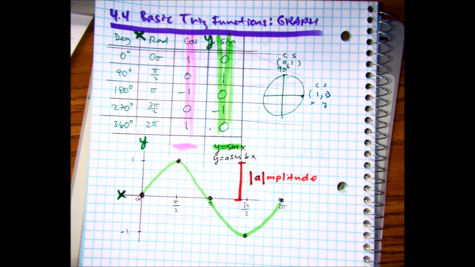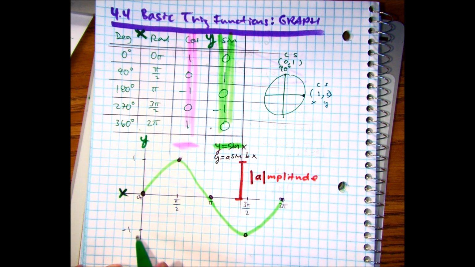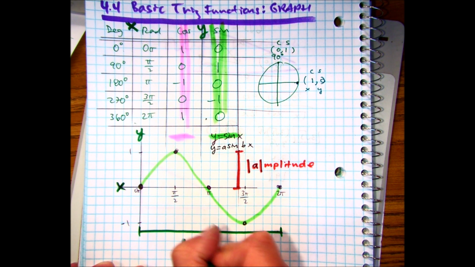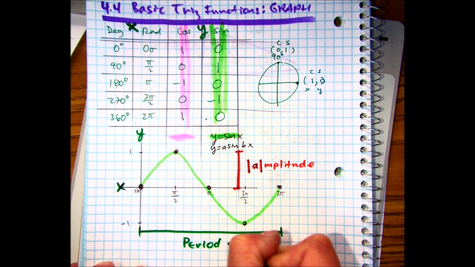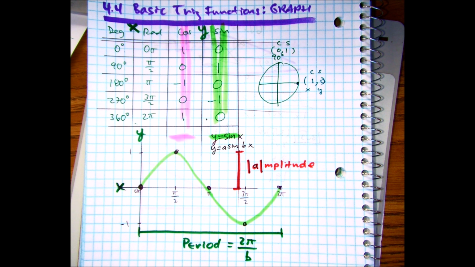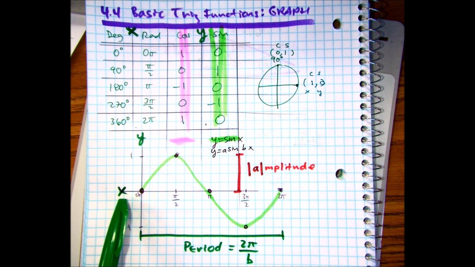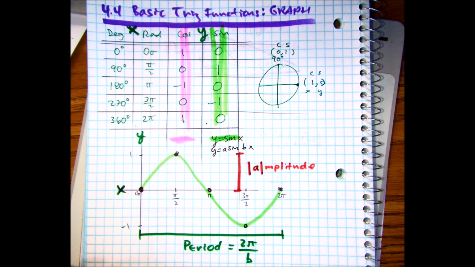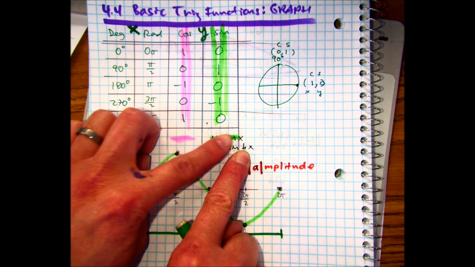Your B value helps us find the period. This whole length is called the period, and it has a formula: 2 pi over B. It's kind of like when the bell rang to start class, and then at the end of class you go to lunch. Well, graphs also have a period, a start and an end. Hockey or basketball has a start and end.